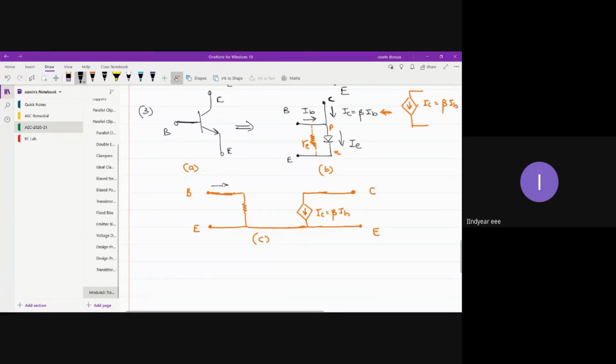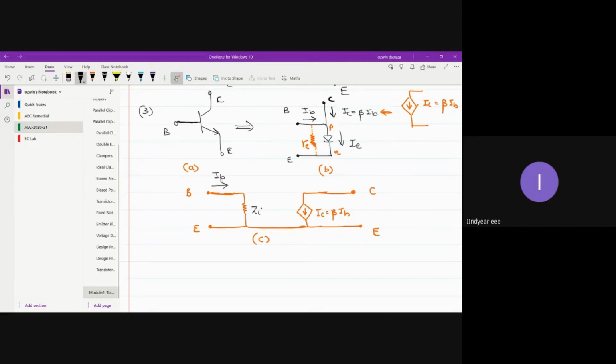I just want to tell you one thing. What I will do here is that let me consider this as ZI. Okay, I'll tell you why also. Now, this is your base current, right? This is your base current IB.